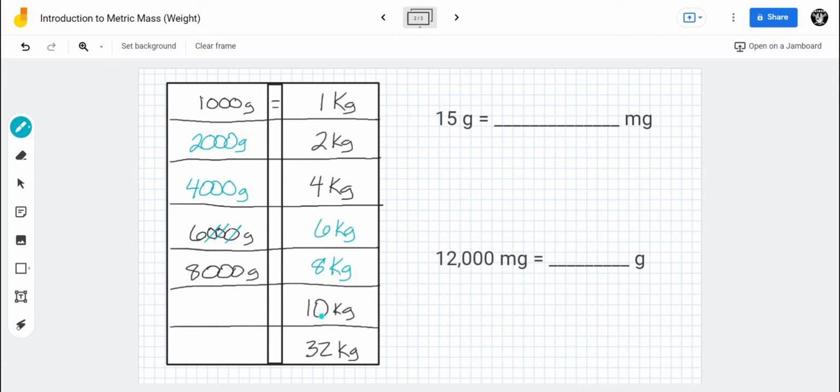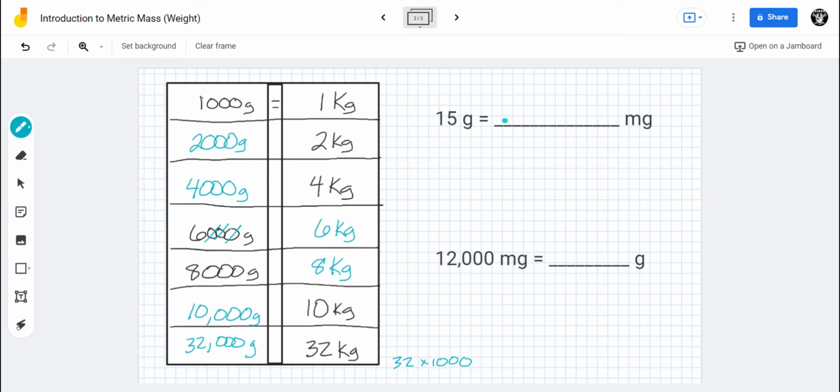Let's go back the other way again. 10 kilograms. Well, 1,000 grams equals a kilogram, so 10 times 1,000 will give you 10,000 grams. And 32 kilograms. That's a bigger number, but it works the same way. 32 times 1,000. We add those 3 zeros from the 1,000 to the 32, and you get 32,000 grams, and that is an equivalent weight to 32 kilograms.